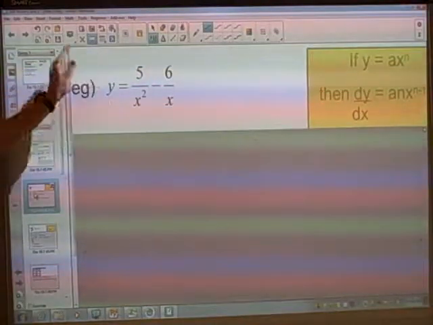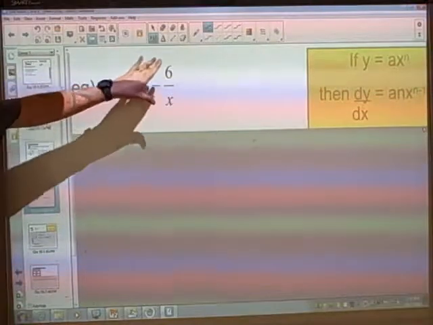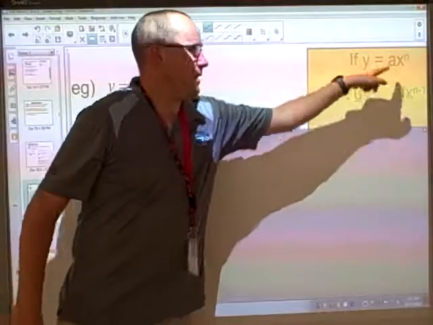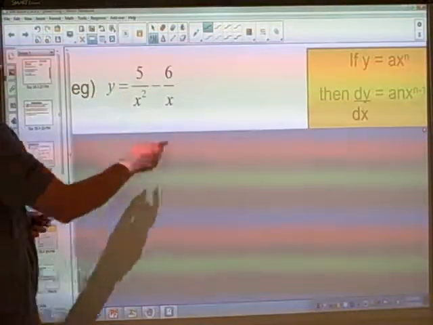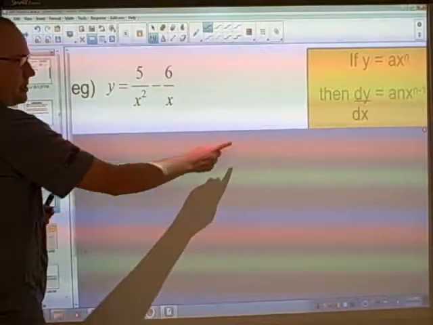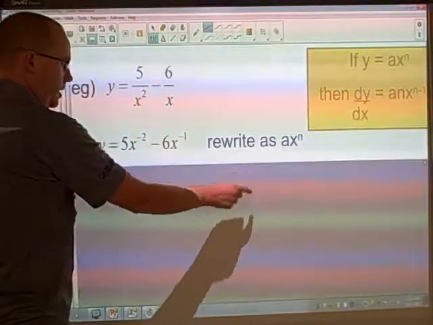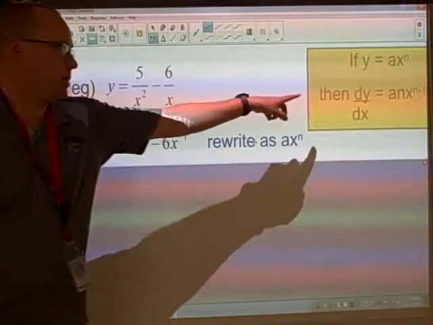Now we can make this more complicated, and I've put the rule up here so we can see this as we're doing this. When we've got questions like this, we want to make it look like this. So using our rules of exponents, x to the 2 on the bottom of the expression, we can write as 5x to the negative 2. Similarly, we can write this as 6x to the negative 1. So that's your first step on all of these types of questions.